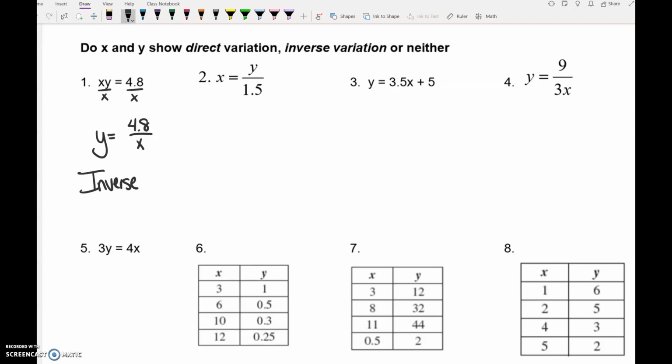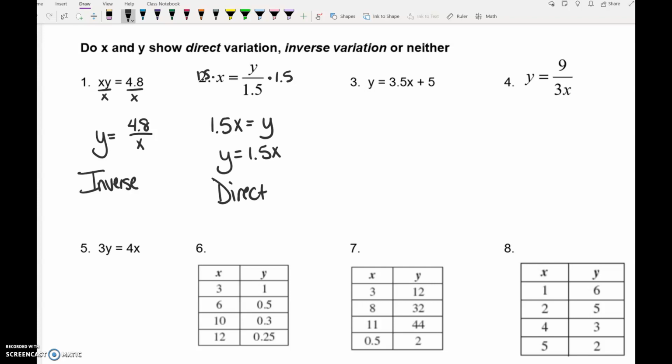The next one, x and y are kind of like on the wrong side. It's x equals instead of y equals. I want to get y by itself. Currently, we have divided by 1.5, so I'm going to multiply by 1.5. And that will give me 1.5x equals y, or y equals 1.5x. Does that look like direct, inverse, or something else? Direct.